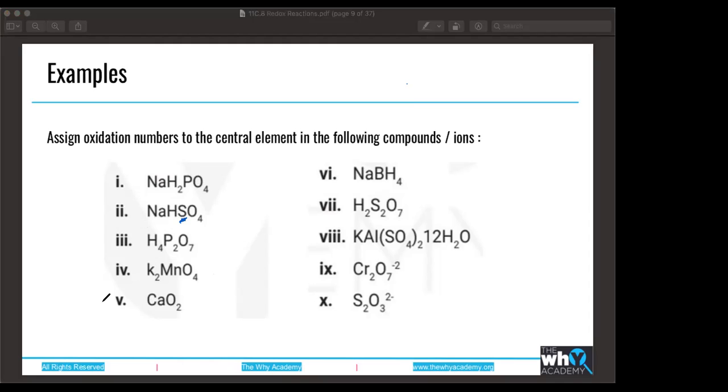Maya's always put the sign to it. So whenever we're talking about oxidation state, you have to mention whether it's plus or minus. Sid, plus 6. Yeah. Okay. Ishita, you need to check your sign.